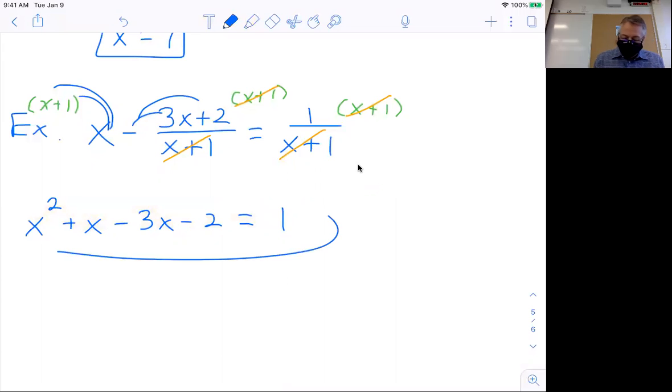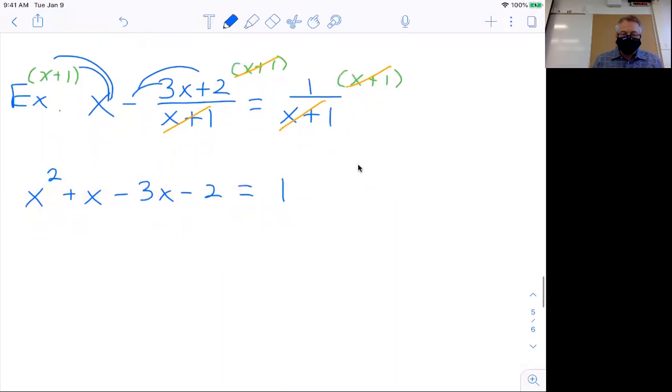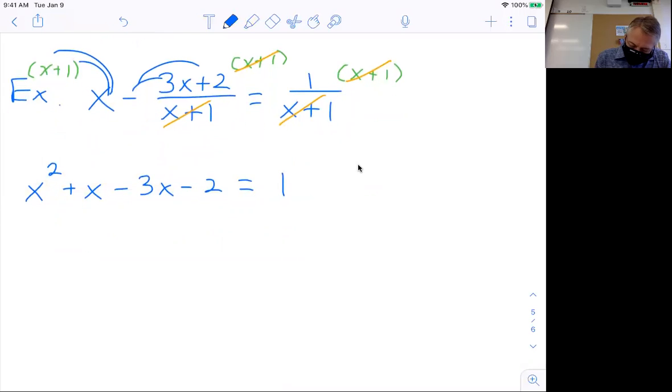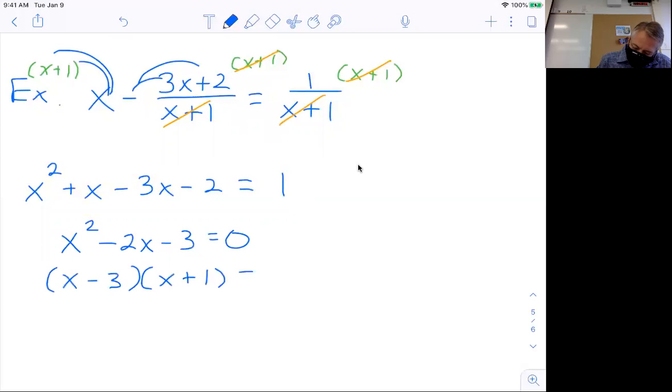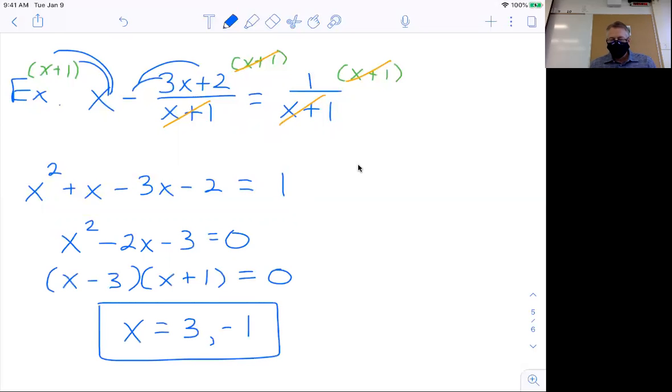This is a quadratic. We've got to get everything on one side, and hopefully we can factor that or use the quadratic formula. So when I combine like terms, I get x squared minus 2x minus 3 is equal to 0. So I moved everything to the left. And with any luck, this will factor, which it does, into x minus 3 times x plus 1. So that skill of factoring is huge again. And so we get x equals 3 or negative 1.